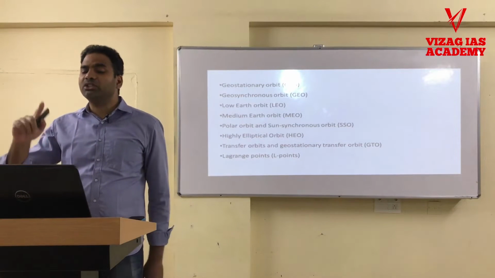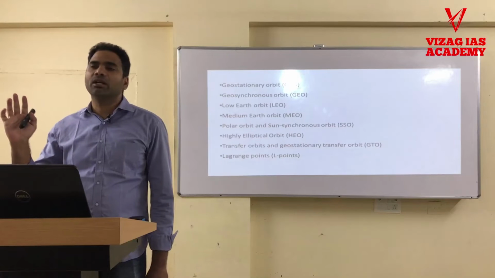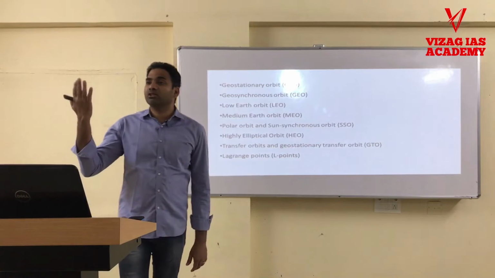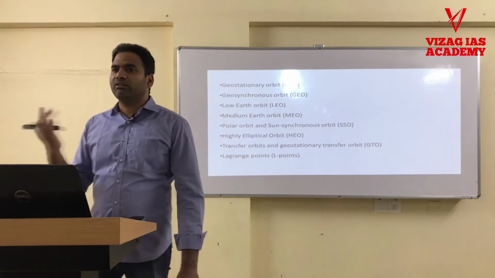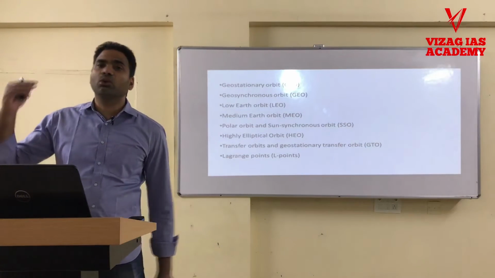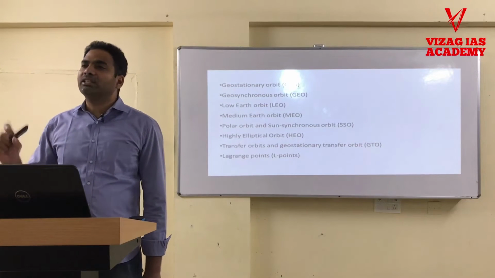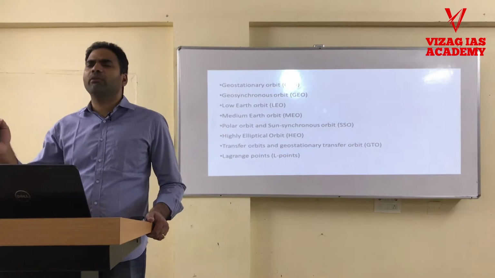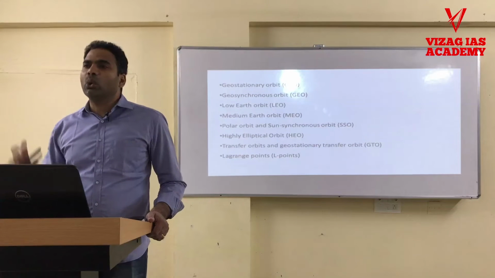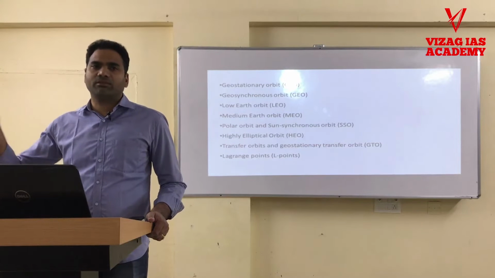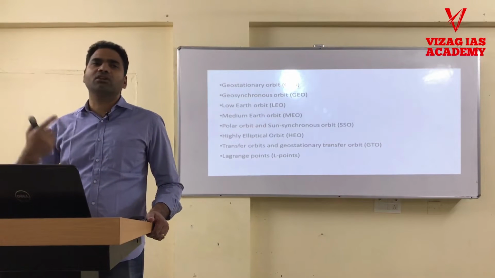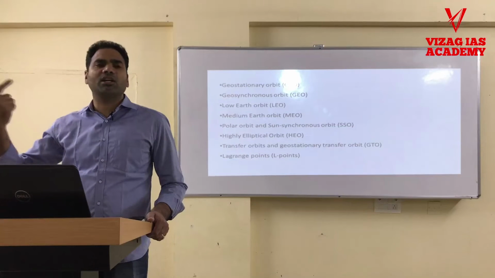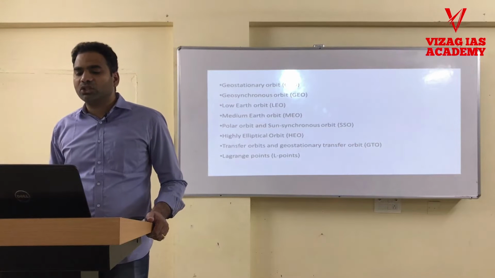Next, transfer orbits and geostationary transfer orbit. We have discussed that the geostationary orbit is 36,000 km above the Earth's surface, so it takes a lot of fuel for us to go there. So what they do as a tweak is they keep the satellite in a low Earth orbit or a middle Earth orbit, and slowly start the boosters when it takes curves and it enters the geostationary orbit. It will take a lot less energy and a lot less cost. So that is called a geostationary transfer orbit.